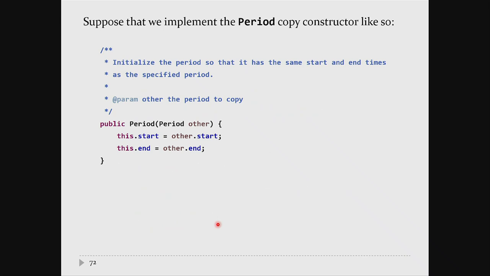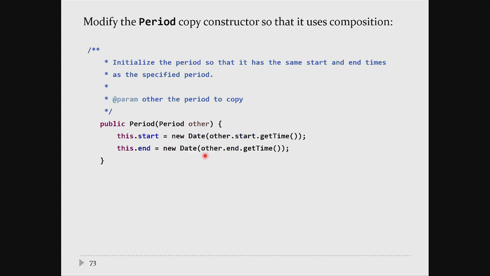Okay, here's the copy constructor. So I'm going to copy another period object, and I'm going to write the copy constructor as though this was plain association or aggregation. So this start equals other start, this end equals other end. That's going to break.